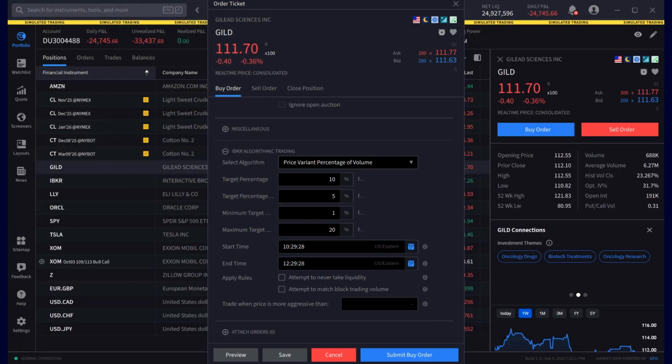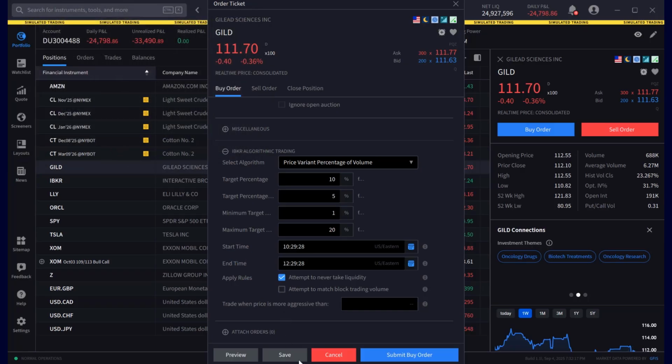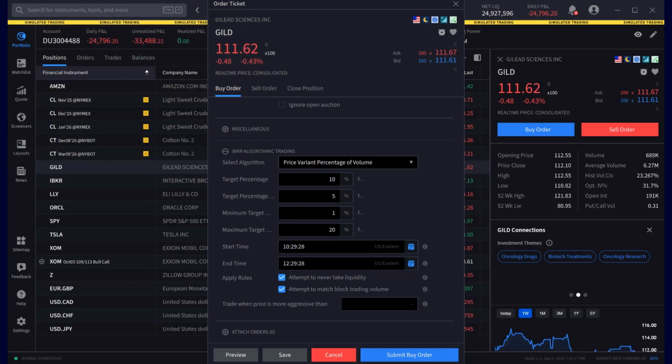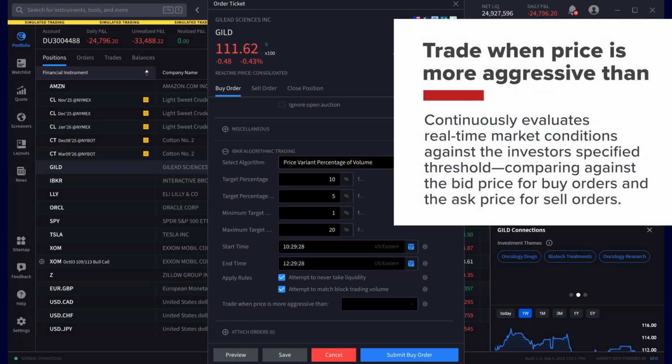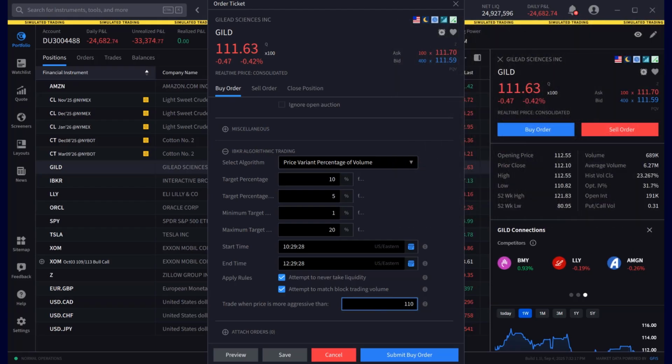By checking the box next to the categories, the investor can attempt to never take liquidity, which discourages the algo from hitting the bid or lifting the offer, and/or match block trading, which will allow the algo to trade against large block orders. Finally, for sophisticated price contingent execution, investors can leverage the powerful Trade when price is more aggressive than parameter. This dynamic condition continuously evaluates real-time market conditions against the investor's specified threshold, comparing against the bid price for buy orders and the ask price for sell orders. Click on the box and enter a value in the space.